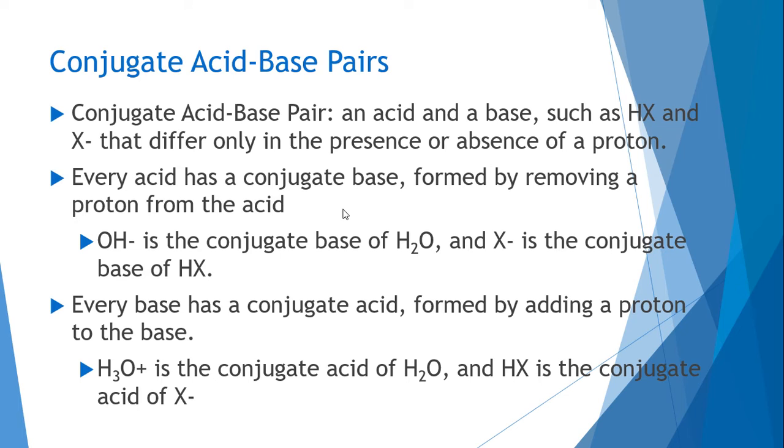Now that we've identified what's an acid and a base, let's talk about conjugate acid-base pairs. Well, this is defined as an acid and a base that differ only in the presence or absence of a proton. Here's one thing I want you to know. Every acid has a conjugate base. And the other thing I want you to know is every base has a conjugate acid.